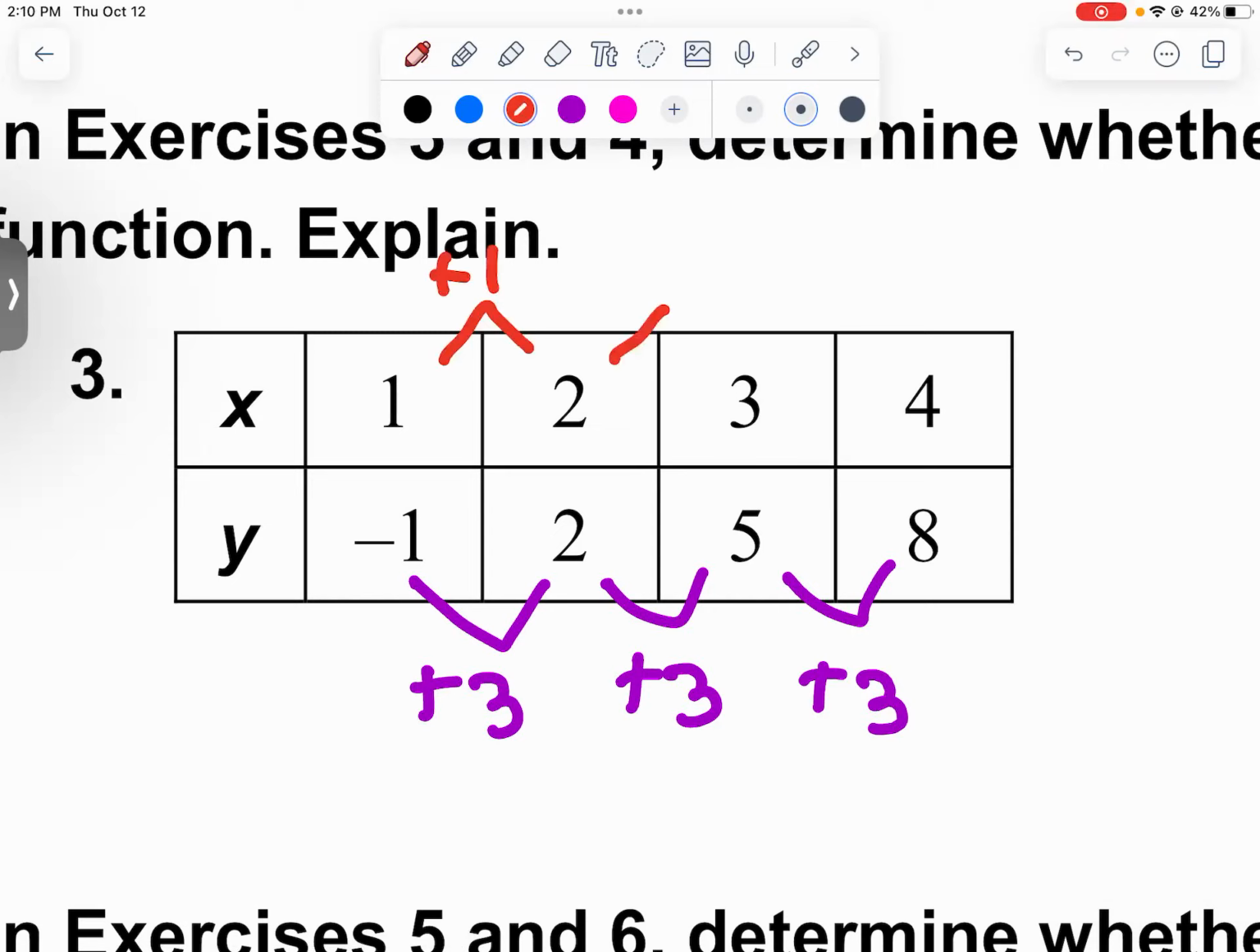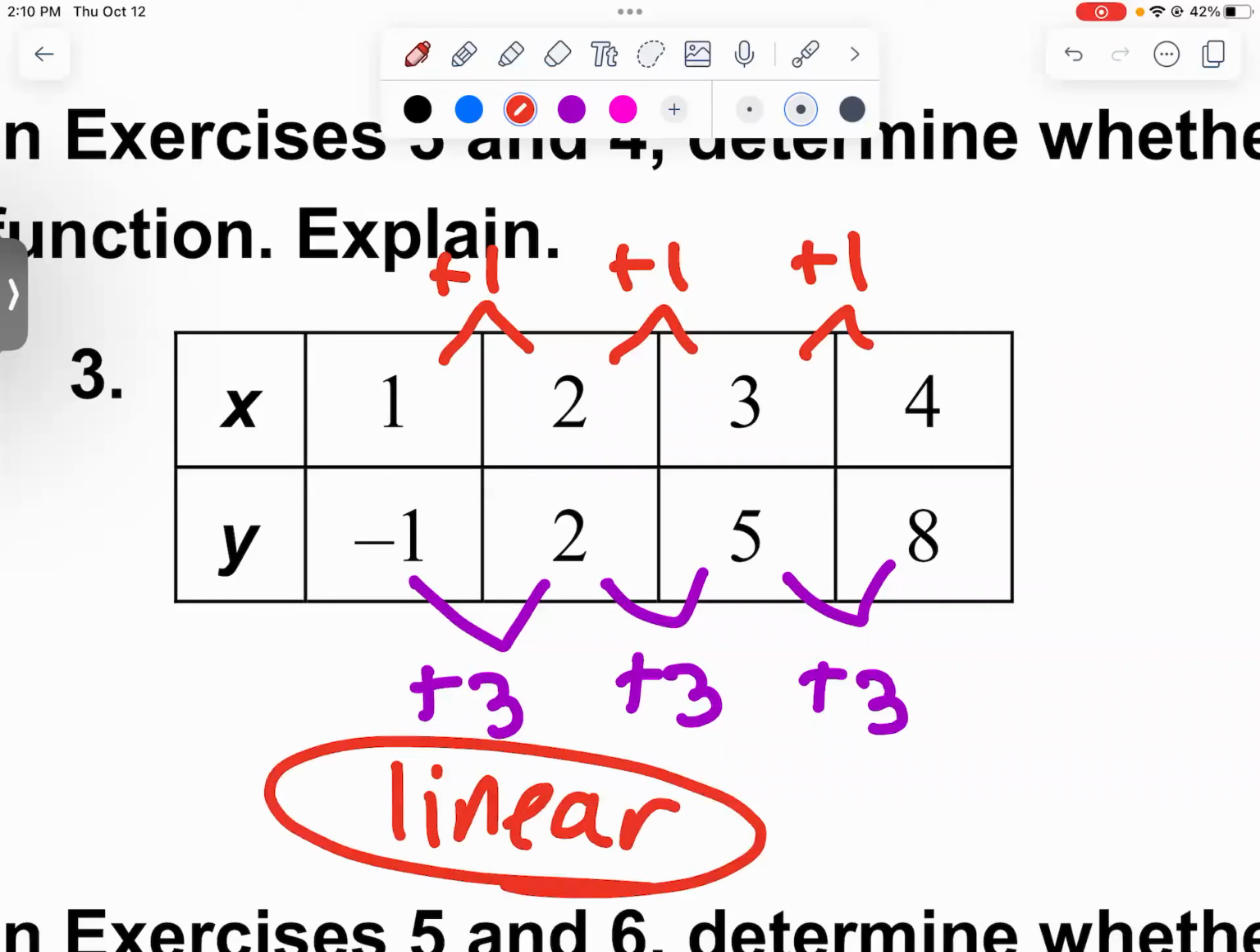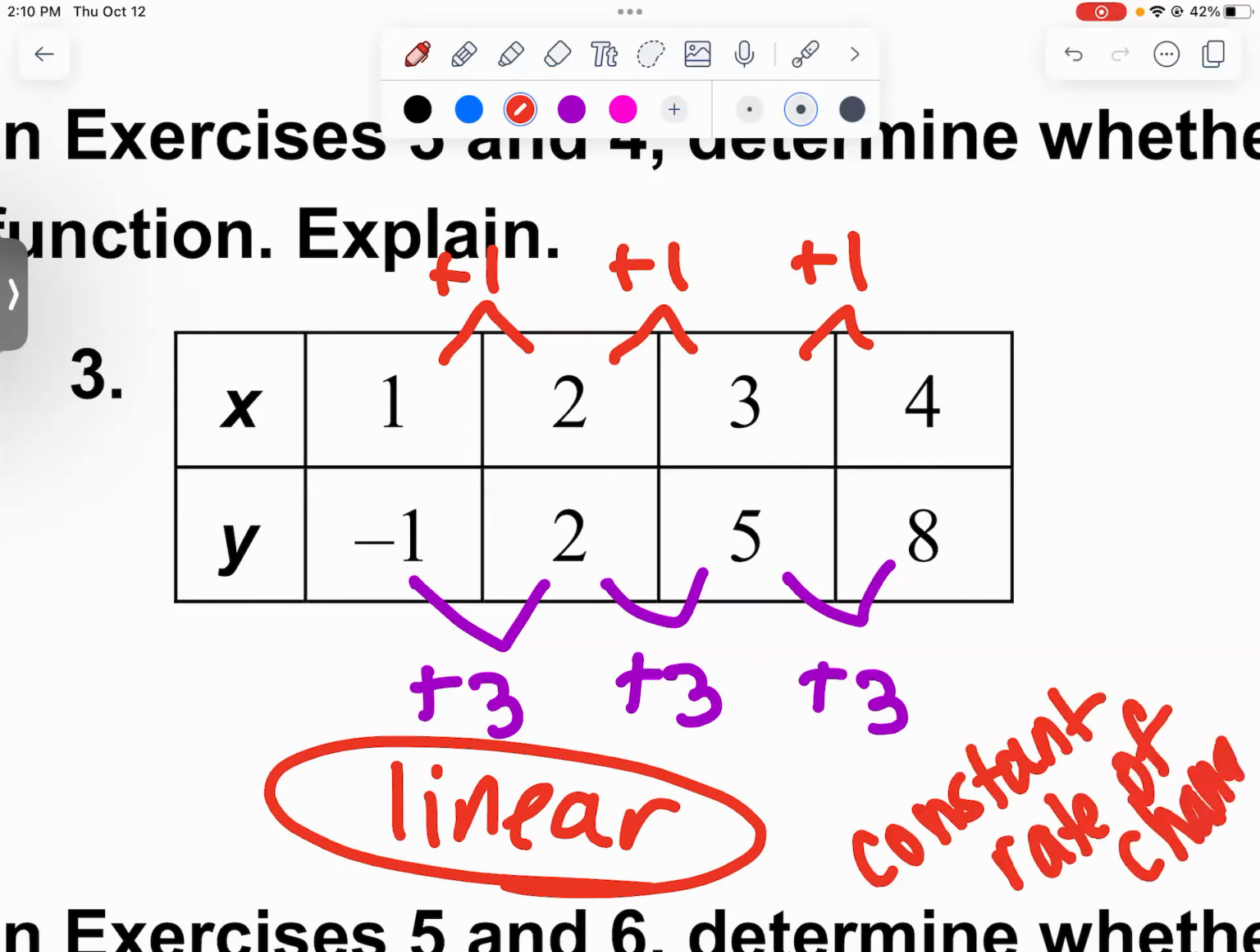Okay, so here's the deal. The x's are constantly going up by 1. The y's are constantly going up by 3. This is linear. Let's go. Number 4 is done. We have a constant rate of change, so this is linear.